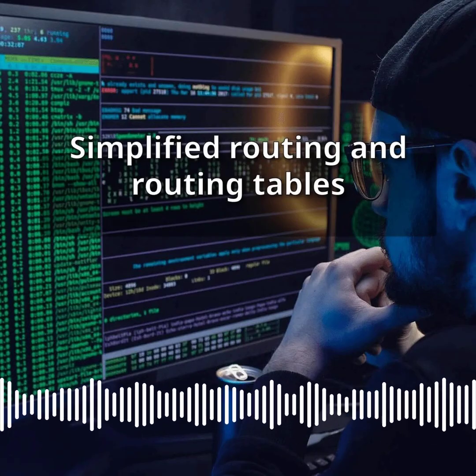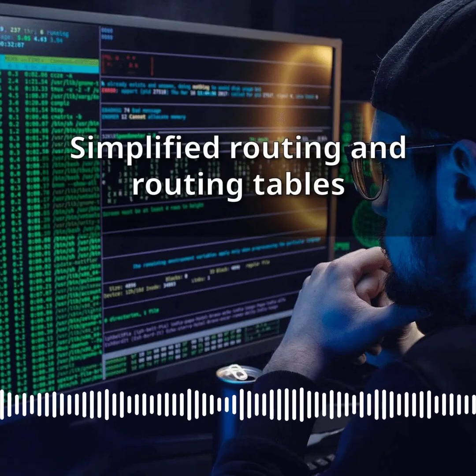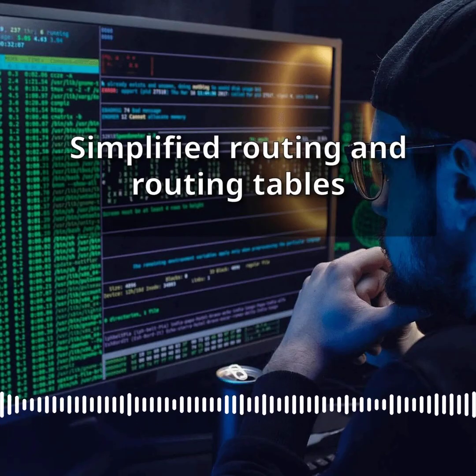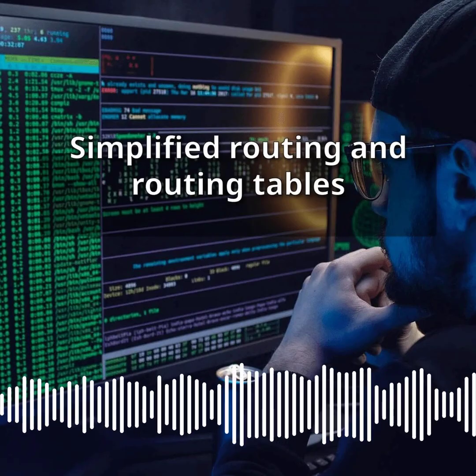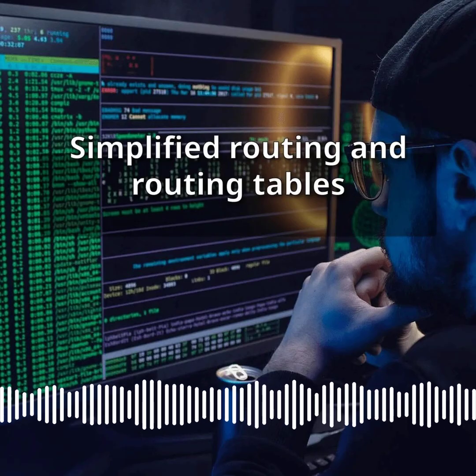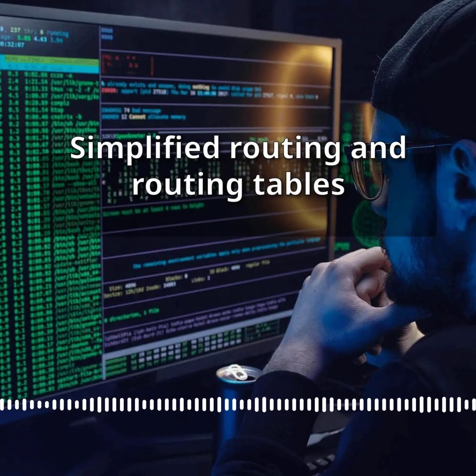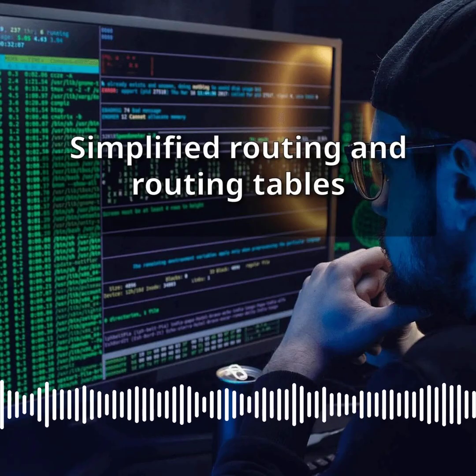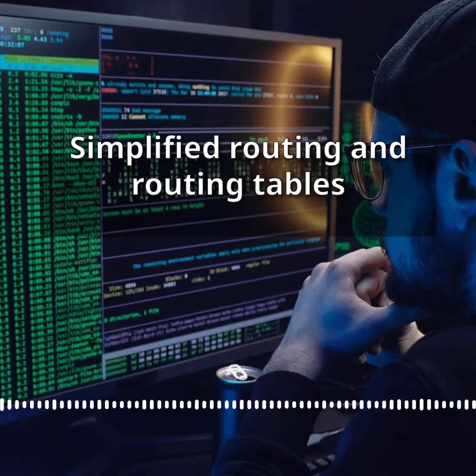A routing table is a data structure stored in the router's memory. It contains a list of known network destinations, and for each destination, it specifies how to reach it. Think of it as a postal sorting table. When a letter arrives, the worker checks the destination address, looks at the sorting list, and places the letter in the correct outgoing bin.